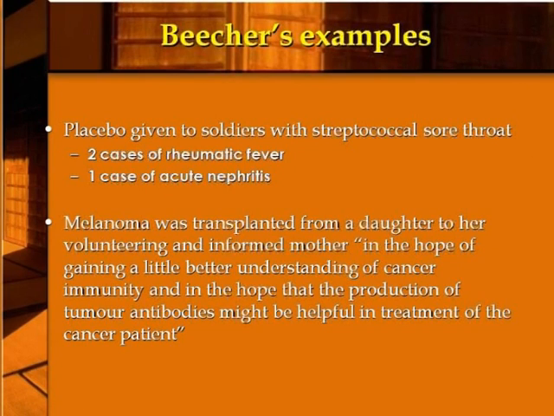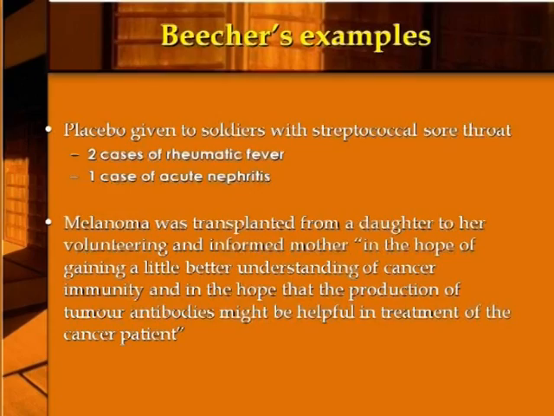Some of the examples: one was the study on soldiers with streptococcal sore throat. Knowing very well that penicillin could prevent cases of rheumatic fever, placebo was given to these soldiers, and 2 of them developed rheumatic fever, 1 developed acute nephritis.